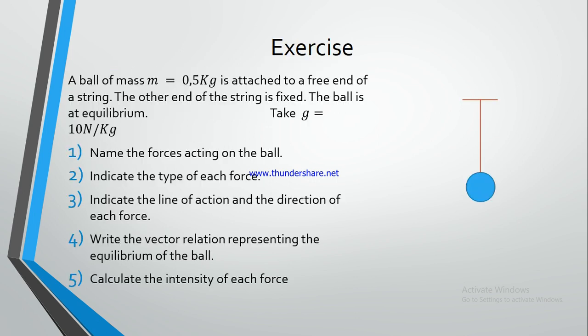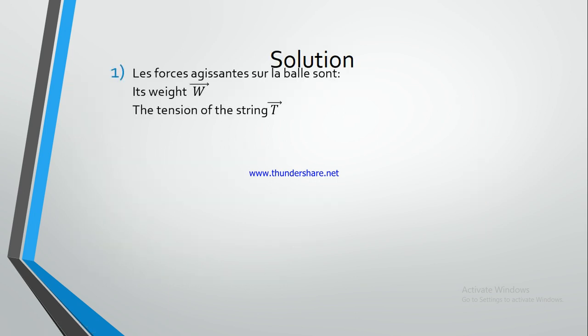We can see that since we have a string, the string exerts a tension on the ball, because if we cut the string, the ball would move downward. So the change of motion is due to the tension of the string. And when the ball moves downward, we have a weight on the ball exerted by the earth on the ball. So we have two forces: the weight of the ball W and the tension of the string T.